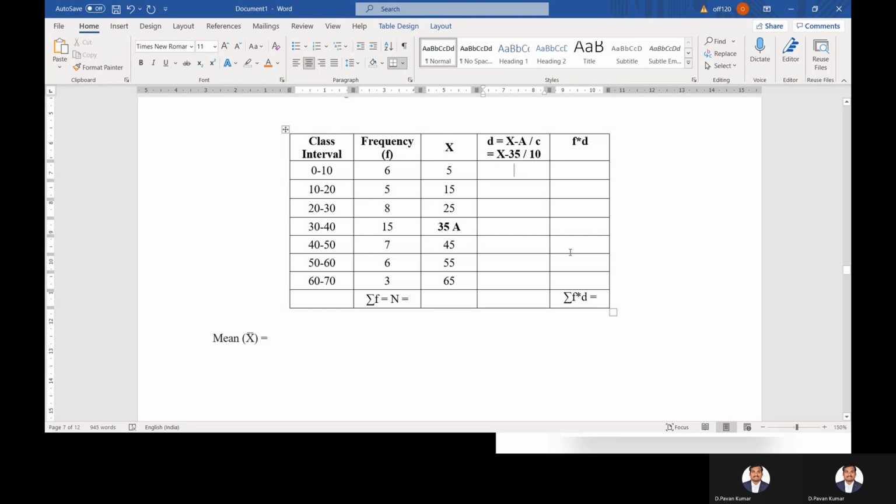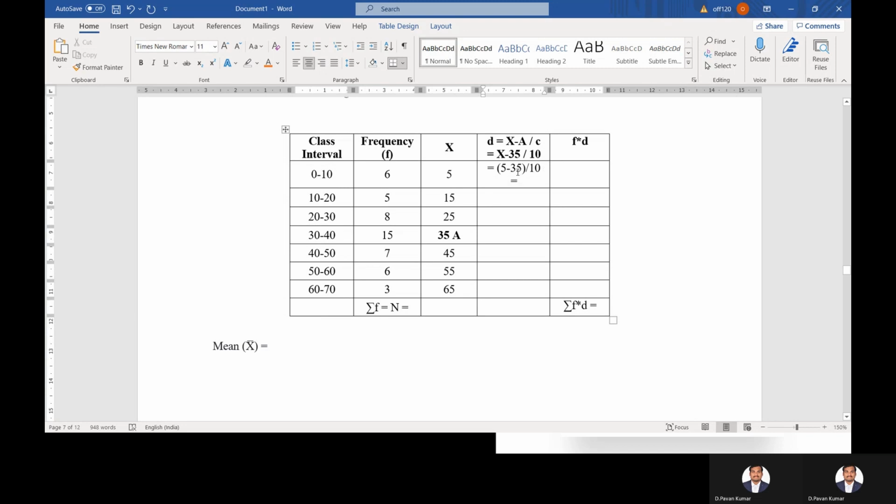So I want to find out the first d value. What is the x value here? 5. So 5 minus 35 is minus 30, divided by 10. Let me write for the first one, d equals 5 minus 35 whole divided by 10, that is minus 30 divided by 10, which is minus 3. Next, 15 minus 35 is minus 20, divided by 10 is minus 2. Next, 25 minus 35 is minus 10, divided by 10 is minus 1. So 35 minus 35 is 0.